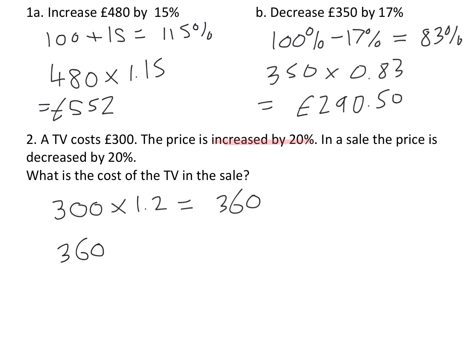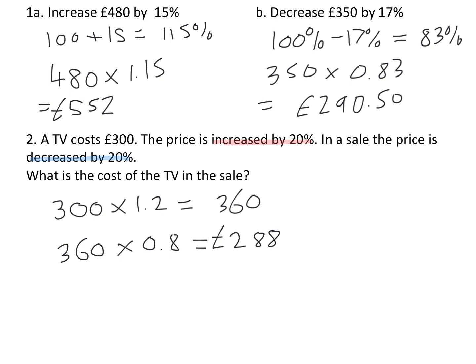Then, in the sale, the price is decreased by 20%. So if you've got your new amount, you take this to now be your original, your 100%. So when you decrease it by 20%, you'd have 100% minus the 20, which would be 80%. So to work out 80% of that amount, 360, you multiply by 0.8, which is £288.